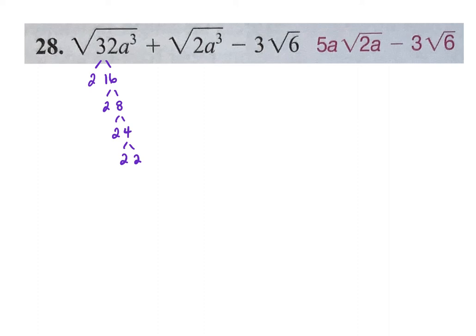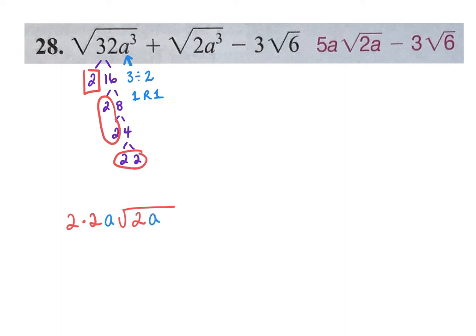All right. My index is 2, so it needs to group in pairs to come out. So these group, that comes out. These group, so that comes out. This does not group, so that is going to stay in. All right. Then I am going to look at my variables. All right. There are 3 A's. You can either write out the 3 A's, or you can say 3 divided by my index is going to be 1 with the remainder of 1, which tells me that 1A stays in and 1A comes out. This is simplified. I'm going to move on to the next one.